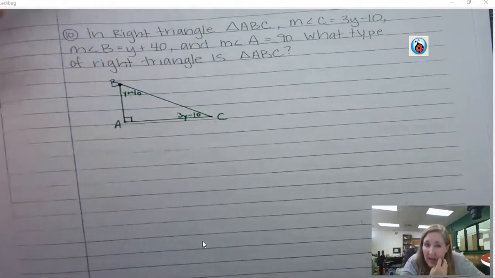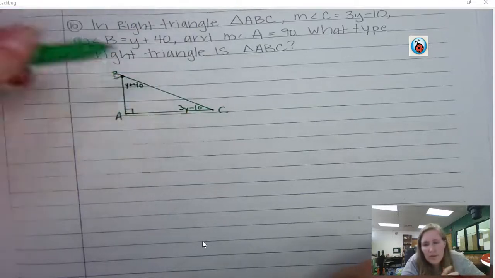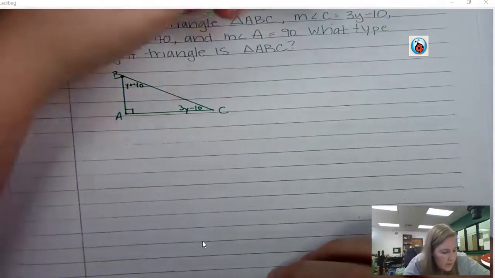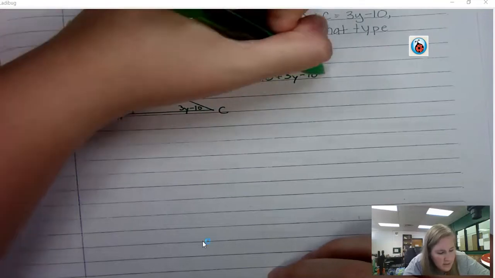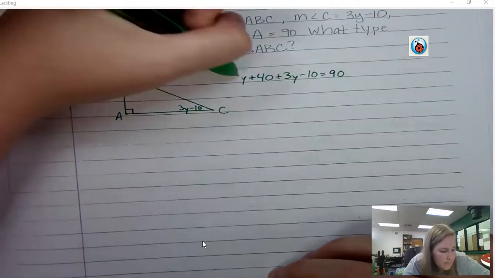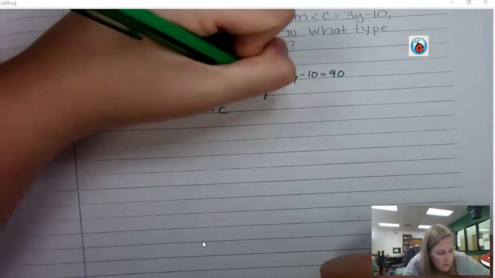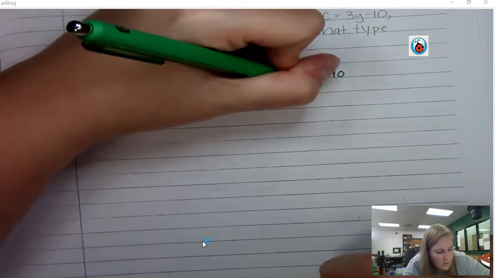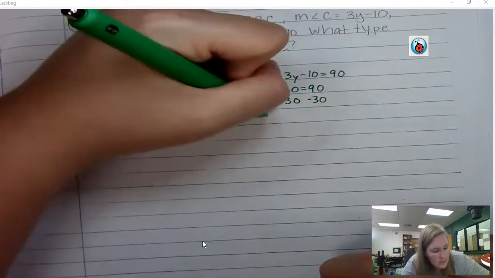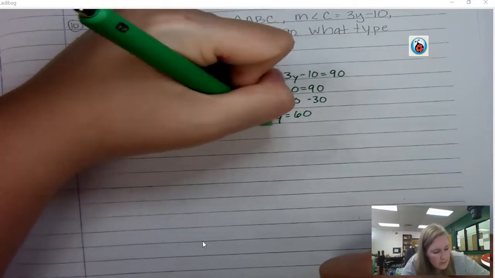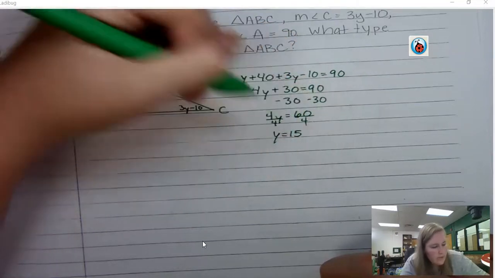So we know that if all the angles add up to 180 and this one is 90, then we know that these two would just combine to add together to equal 90. So I'm going to show that here. y plus 40 plus 3y minus 10 can equal 90. And then 4y plus 30 will equal 90. If I subtract 30 on both sides, I would get 4y equals 60. Divide by 4, divide by 4. y is going to be 15.